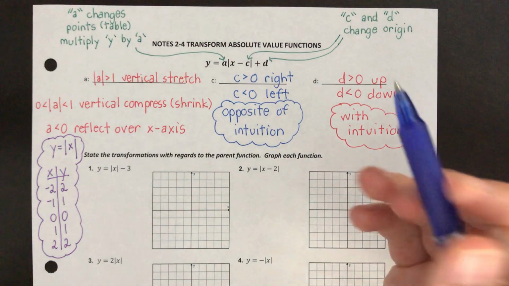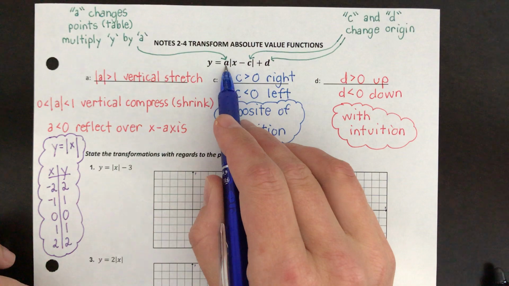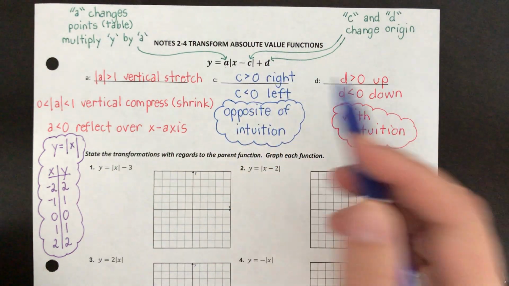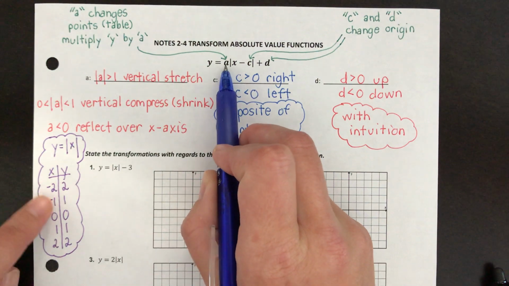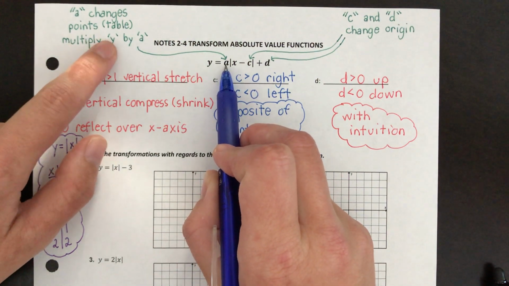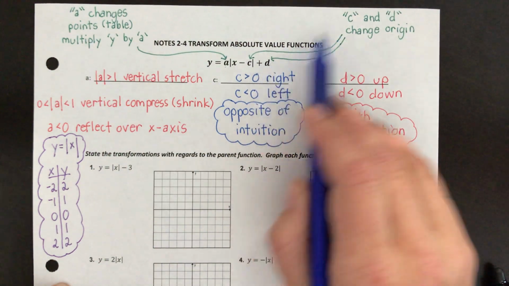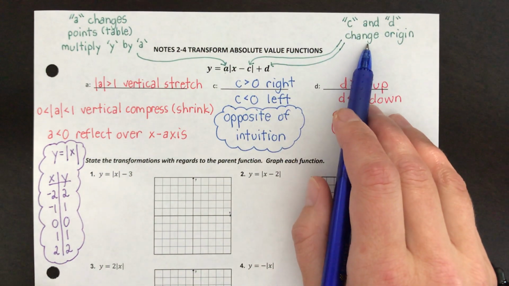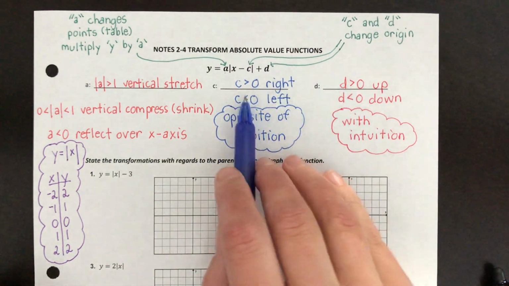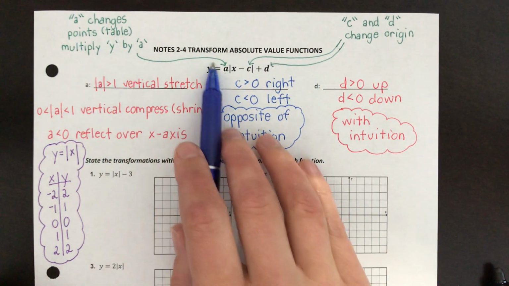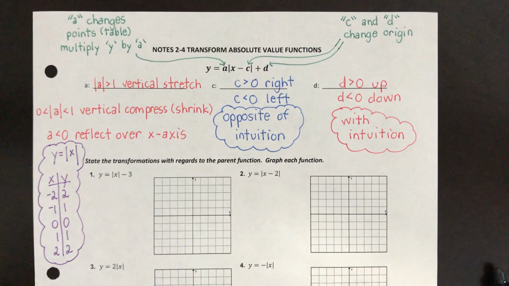So let's talk. We're taking the absolute value parent function and we are implementing these A, C, and D values. So what does A do? Well, A changes the points on the table. You will multiply your Y values by A, while C and D change the origin. Okay, so they will shift the graph left, right, up, and down. We're going to talk about that here in a minute, while the A is just going to change the points. Okay, and again, I'm going to go through this here in a minute.